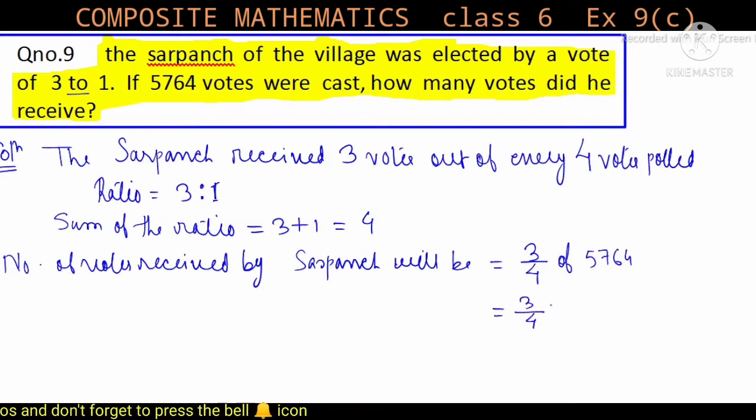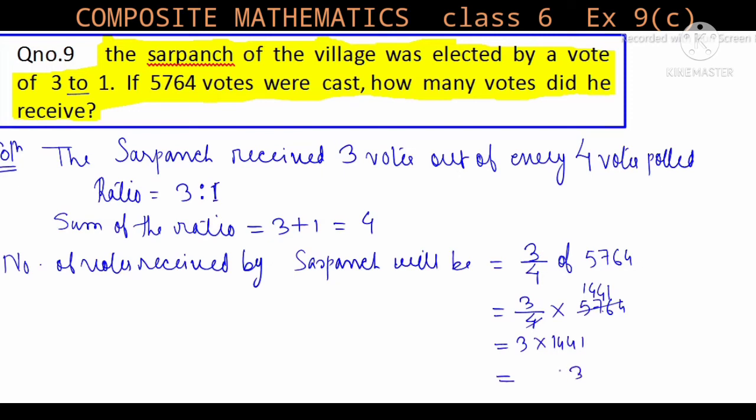So we can write this as 3/4 into 5764. Now 4 how much? So we can cancel out. It is 4 1s are 4, then 17, 4 4s are 16, again 16, 4 4s are 16, again 4 1s are 4. Now if you multiply, it is 3 into 1441, which is equal to 4323 votes. So the Sarpanch received 4323 votes. So we have done question number 9.